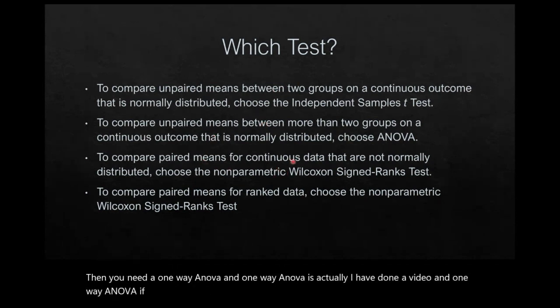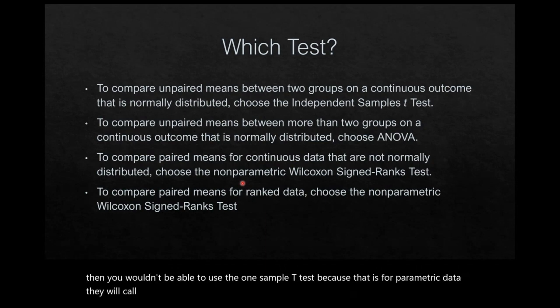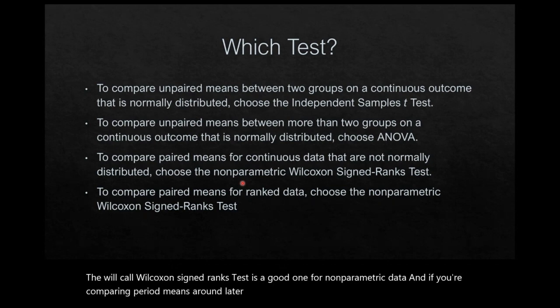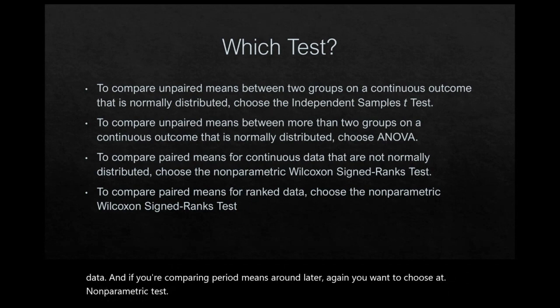If you are comparing means for continuous data that are not normally distributed, then you wouldn't be able to use the t-test because that is for parametric data. The Wilcoxon ranks test is a good one for non-parametric data. And if you're comparing paired means or rank data, again, you want to choose a non-parametric test. So the paired samples t-test is fairly simple.